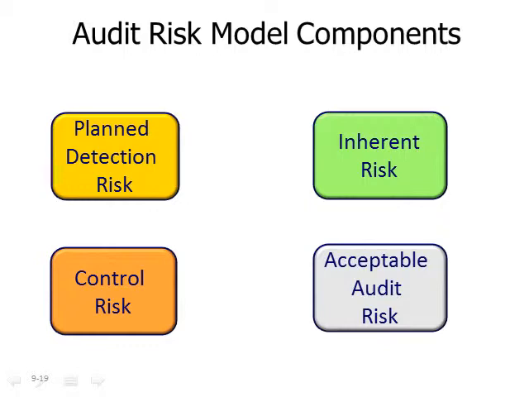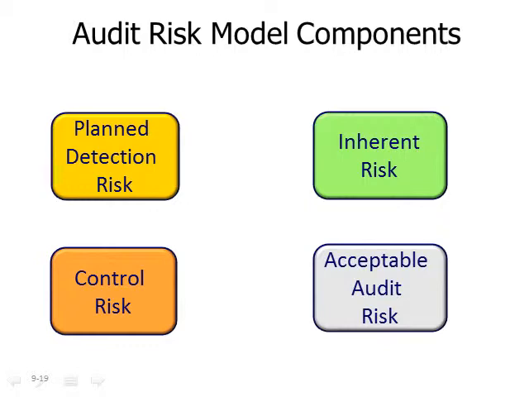So planned detection risk is the risk that audit evidence for a segment will fail to detect misstatements exceeding tolerable misstatements. Planned detection risk is dependent on these other three factors in the model, and that is the inherent risk, which measures the auditor's assessment of the likelihood that there are material misstatements due to error or fraud in a segment before considering the effectiveness of internal control.